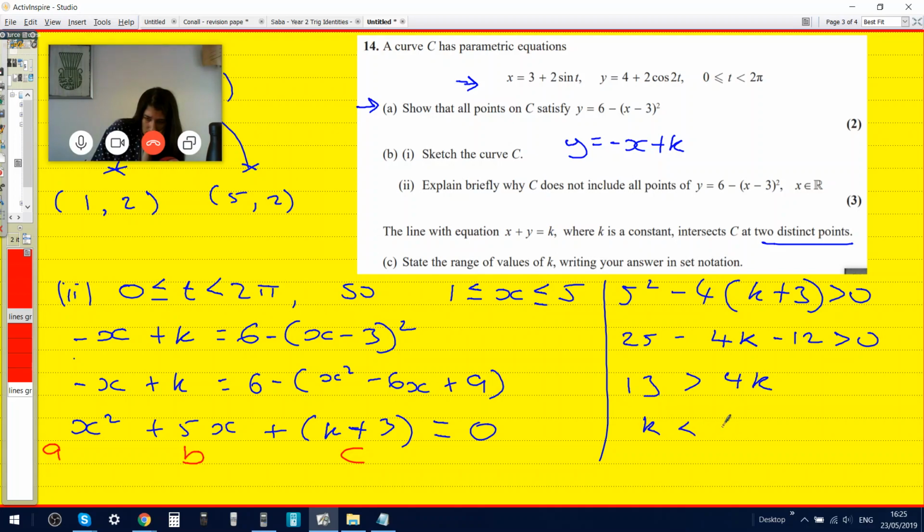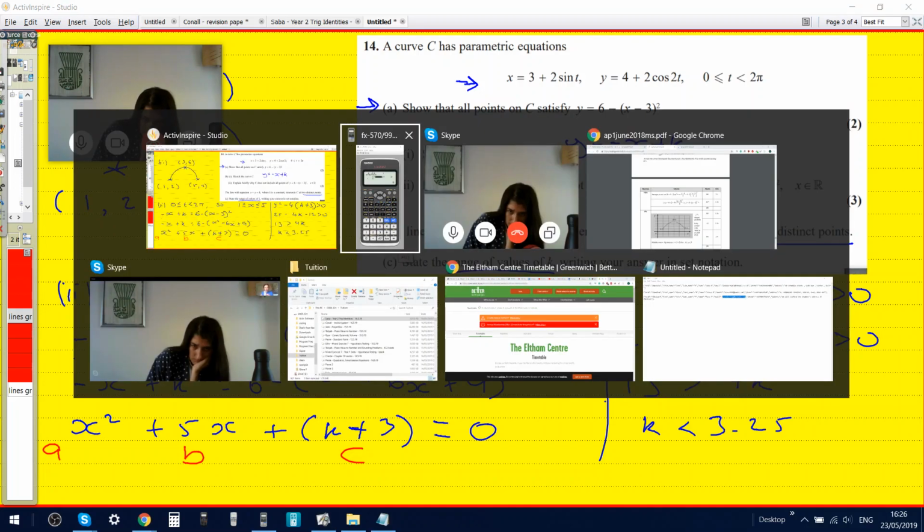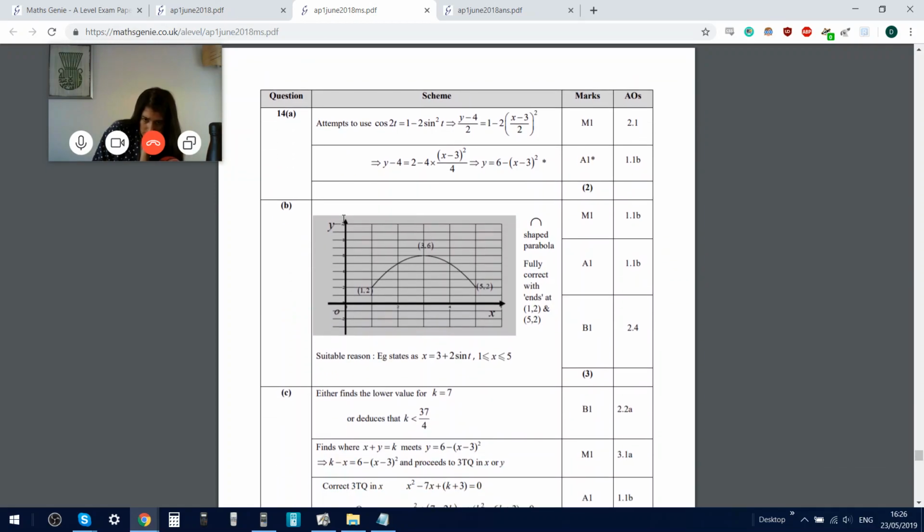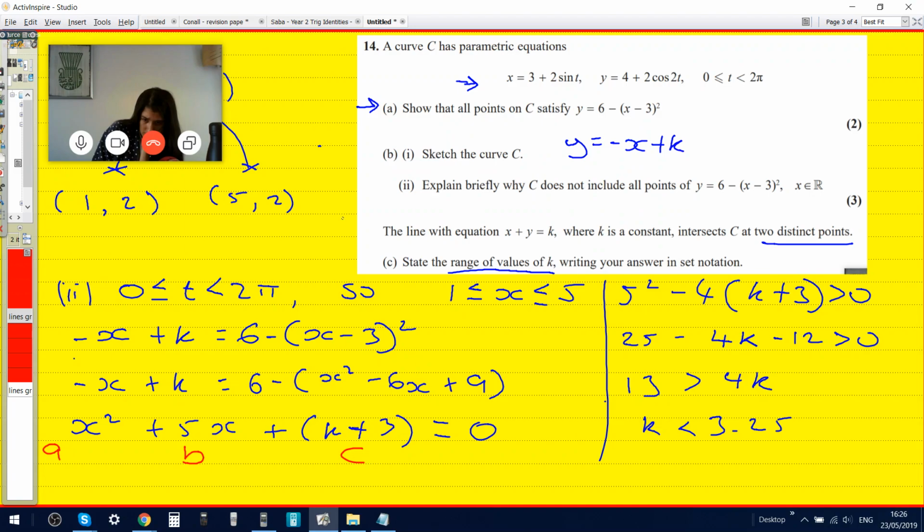So k is less than 13, 6.5. Is it like 3.25 or something? Yeah, but that's only one number. So range of values of k, and so looks good. K is less than 3.25. K is less than 37 over 4 instead of... they did plus 12. Why did I have minus?